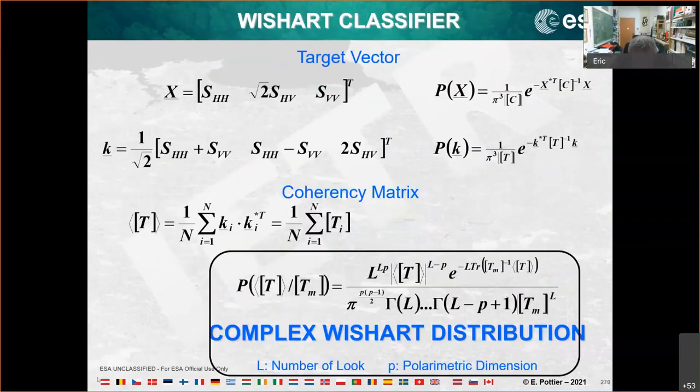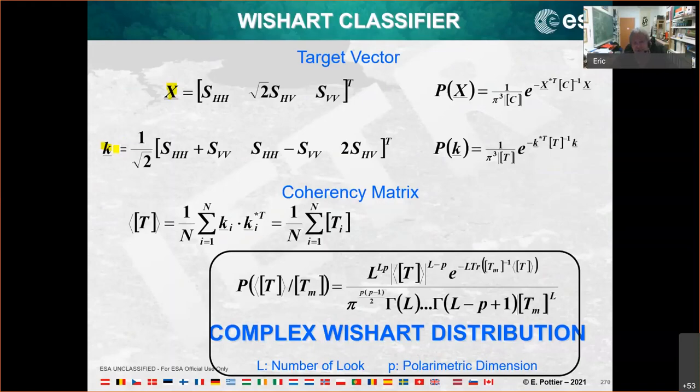Okay, and so if we start, yeah. So remember that I have defined different descriptors. The different descriptors, we have the scattering matrix. Okay, and we have also the target vectors. So here I have displayed the two target vectors. The first one corresponds to the lexicographic target vector, and the second one, k, corresponds to the Pauli target vector. So you can see that each of these target vectors is a function of the different polarimetric channels, HH, HV, VV.